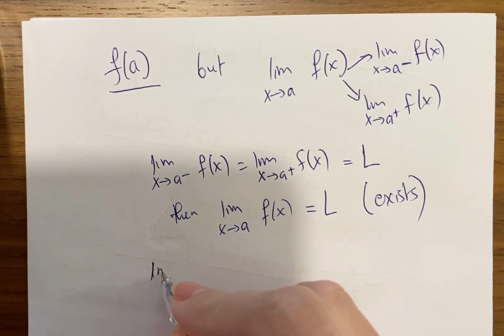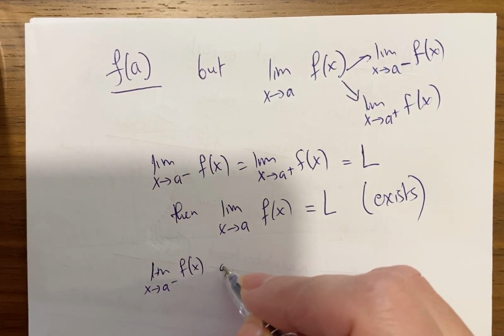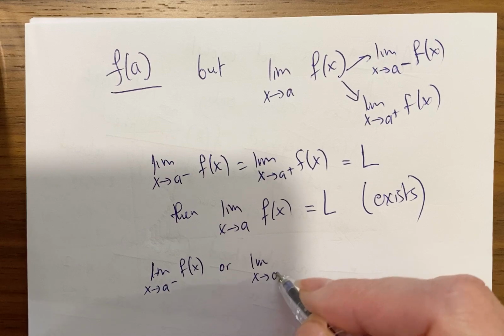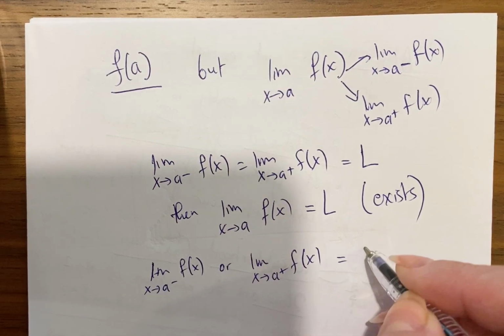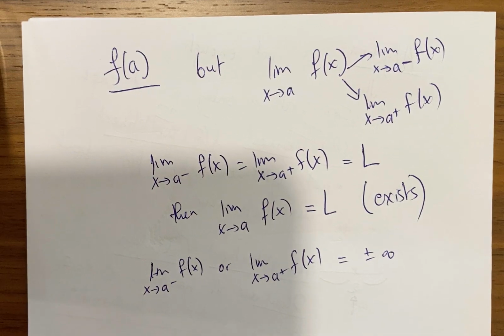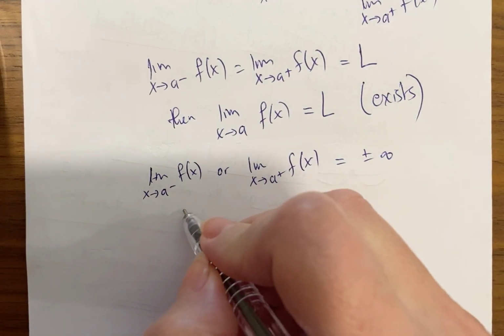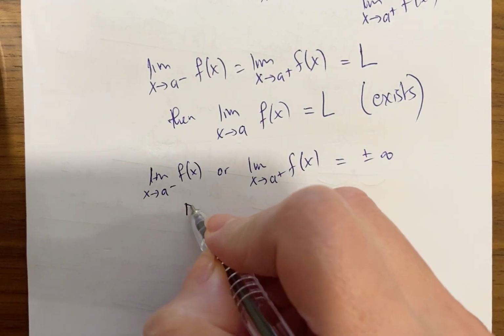If the limit as x approaches a minus of f of x, or the limit as x approaches a plus of f of x, is infinite, meaning the function is growing or decreasing without bound as we approach a from the left or the right, we say the limit does not exist.